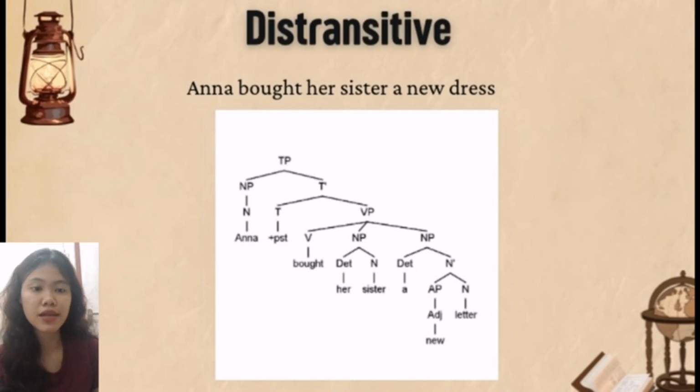And for the second example, Anna bought her sister a new dress. In this tree diagram, Anna is the subject NP. The VP contains the verb bought followed by the indirect object NP her sister, and the direct object NP a new dress. This structure clearly represents a ditransitive construction.